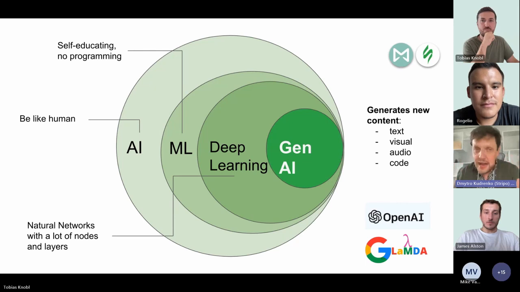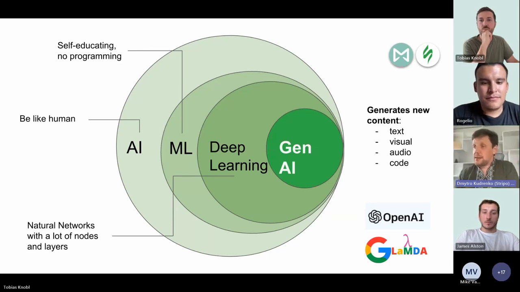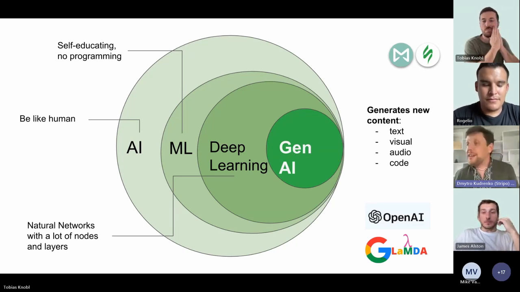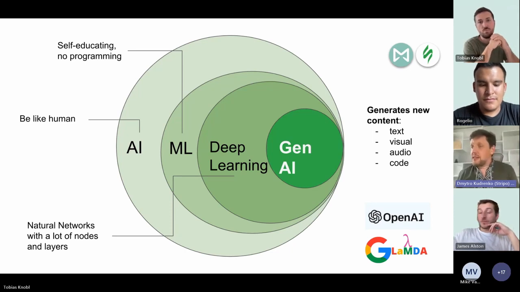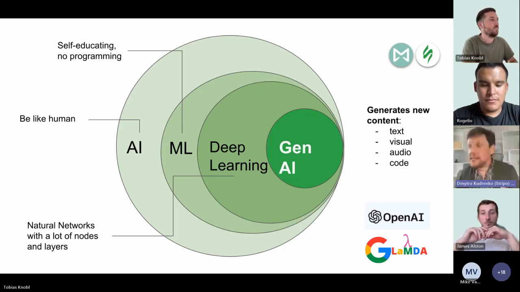So if we say that AI is any programmatic way to make the machine look like a human, the next level is machine learning. Machine learning is a way for machines to self-educate using non-explicit programming, so we never know how it learns. The next level is neural networks. The next level is deep learning, which is huge neural networks with a lot of nodes and a lot of layers.